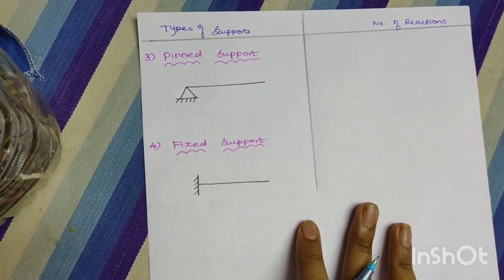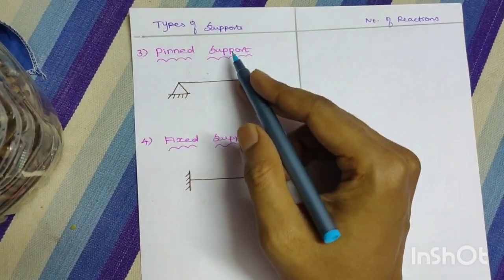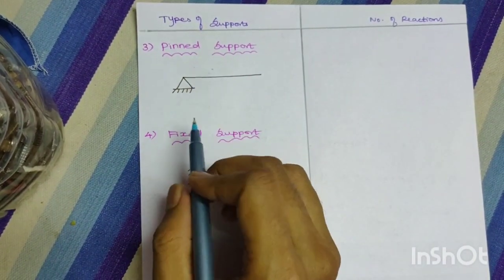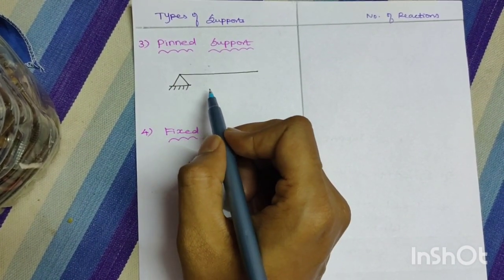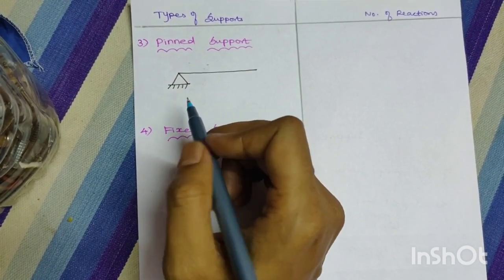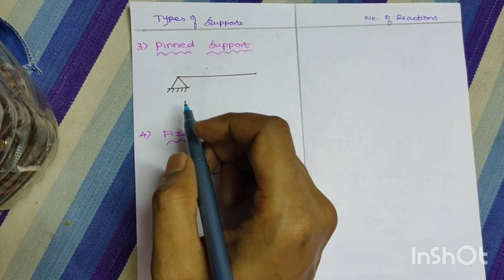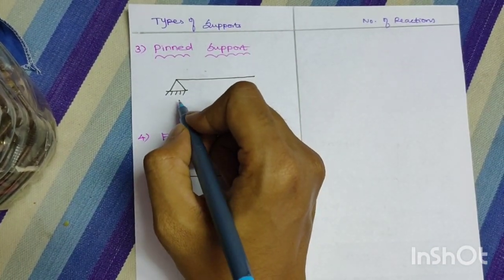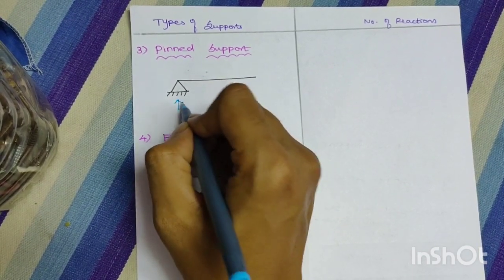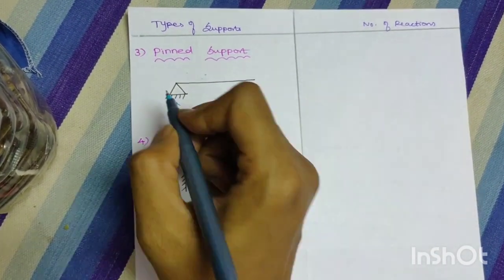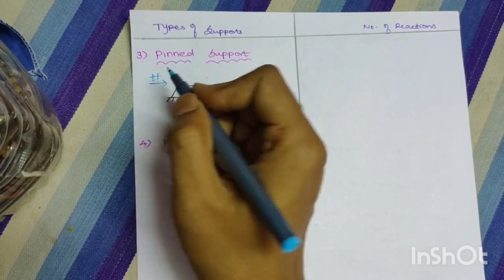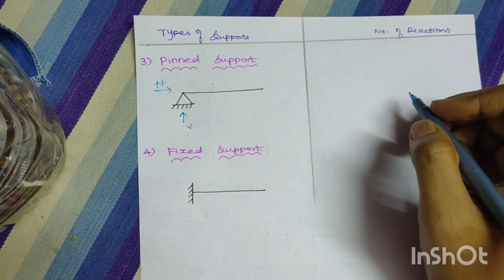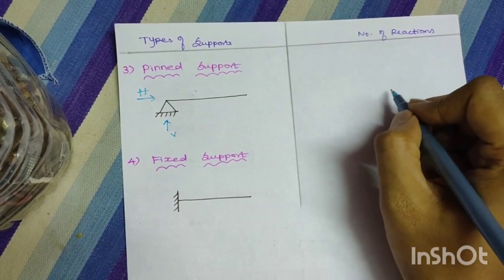Next we will be seeing the last 2 supports. Next one is the pinned support. Pinned support will allow rotation, so there is no possibility of a bending moment reaction. That leaves only 2 reactions. It is able to resist the translation in vertical, so we will have a vertical reaction. It can resist the translation in the horizontal direction, so we will have a horizontal force. Therefore the number of reactions in a pinned support is equal to 2.